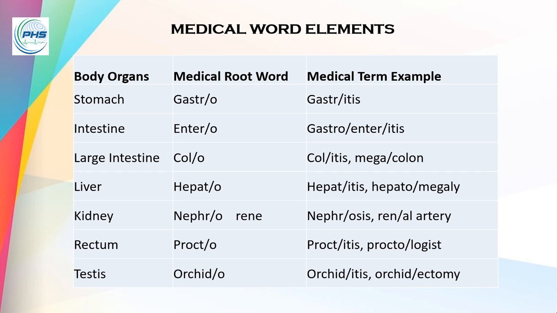The medical root words are nephr and rene. The medical term examples are nephrosis and renal artery. Suffix osis is disease process or condition.